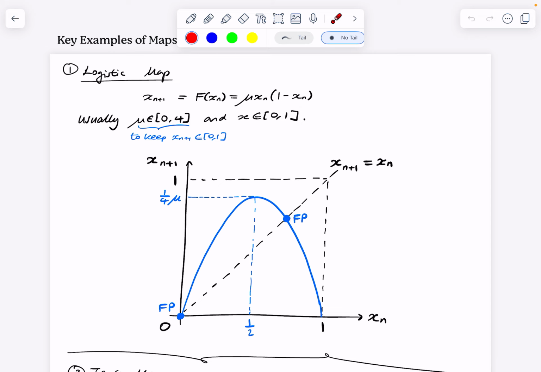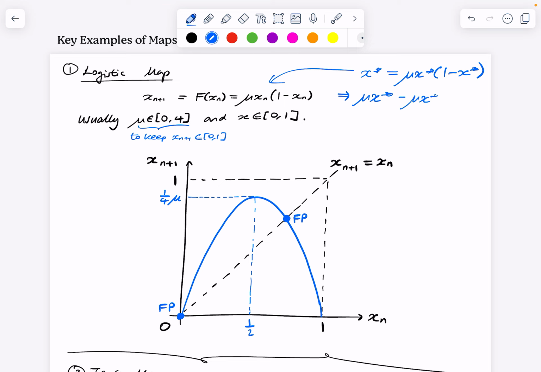which we can calculate by taking this equation and setting x_n equal to x_{n+1}. So we would have a fixed point, say x*, equal to mu x*(1 minus x*). And so I think we get mu x* minus mu x*^2 minus x* equal to 0. So we would solve this quadratic and we would get the two different roots, and those would be the fixed points.